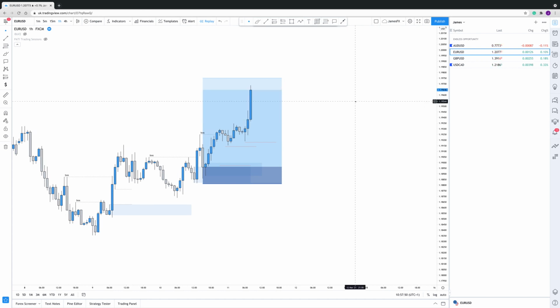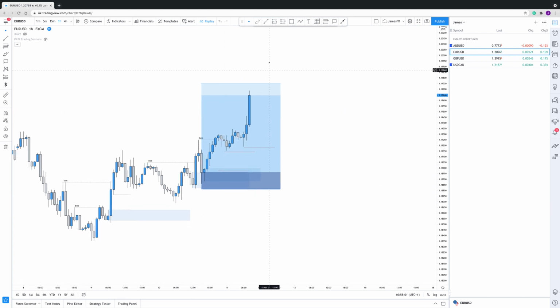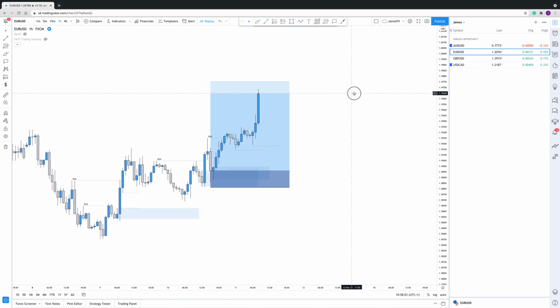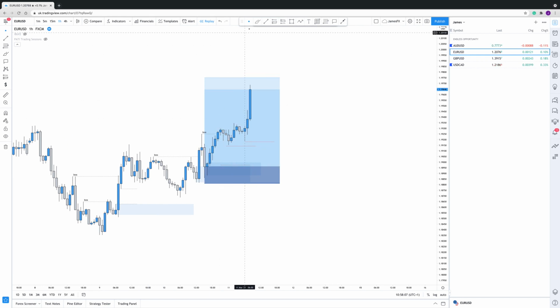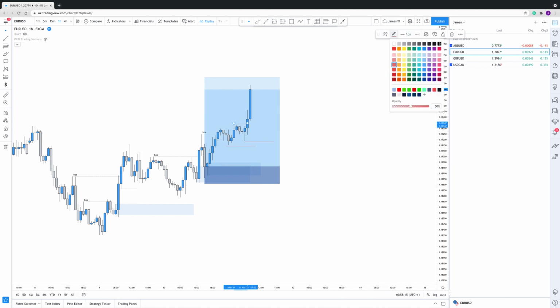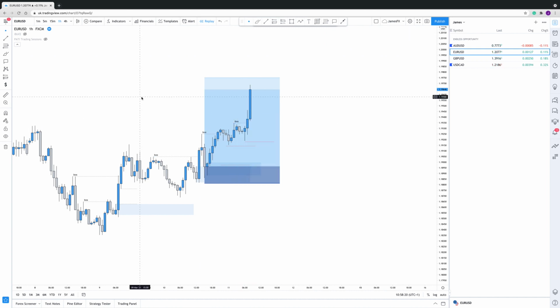Okay, so here you can see we've now shown large momentum as we see here and here. So we can look to get involved, but we need to break structure, and we have broken this structure here. It's definitely structure, because we did pull back. So let's mark it as BOS, break of structure.